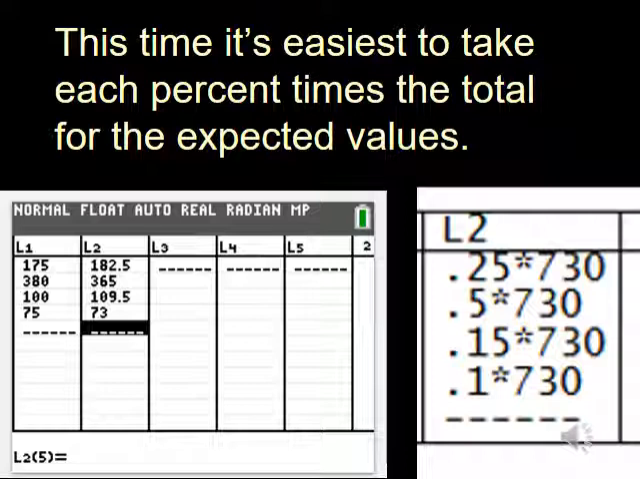And what you would do is take each of those percents times 730. What I actually did when I was working out this problem is I typed in 0.25 times 730 because the first category was 25%. Then 0.5 times 730, 0.15 times 730, 0.1 times 730. Take each of the percents as a decimal times the total, and that's what gives you those expected values.